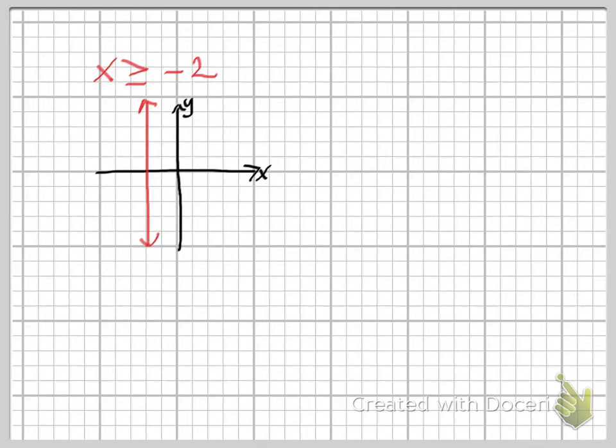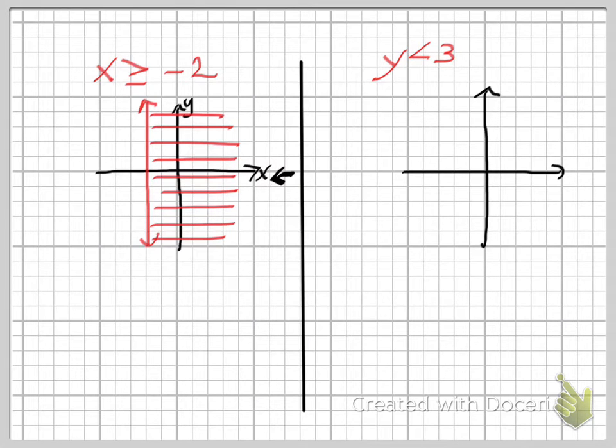The question is, should that be a solid line? It does have the equal to part, so yes, it should be a solid line. Which direction do I go in? Well, if you look at this axis and look at it just like a number line, where are the numbers greater than negative 2? Hopefully you're saying to the right of that line. And there we go. We've shaded it in. All the points within the shaded region and on the line are part of the solution set.